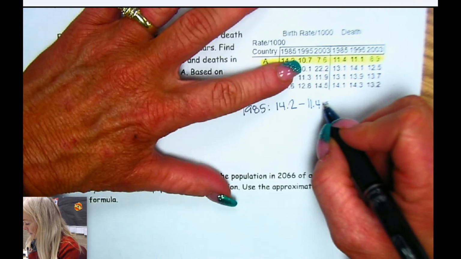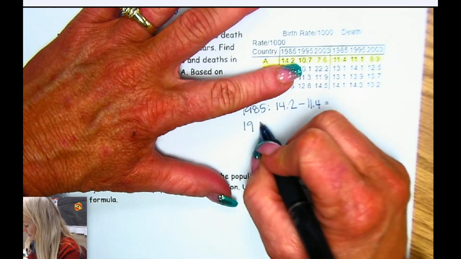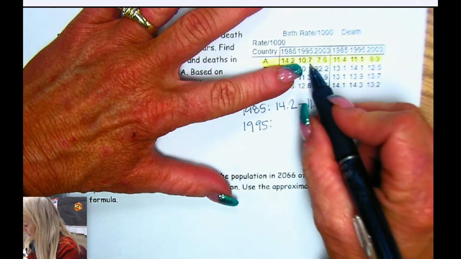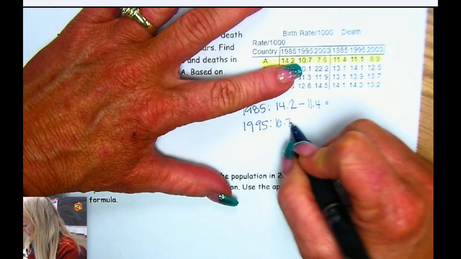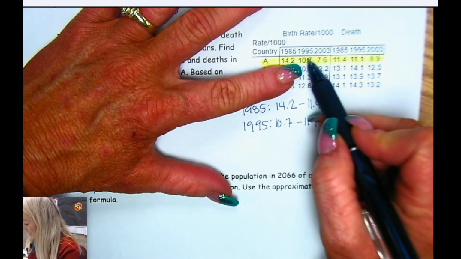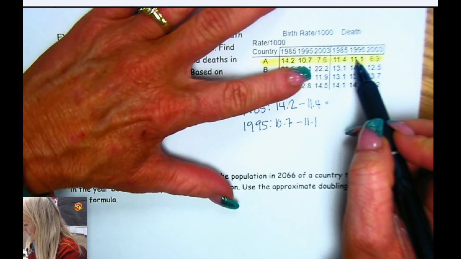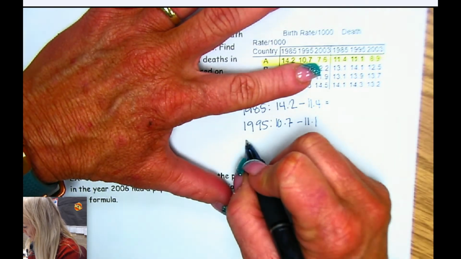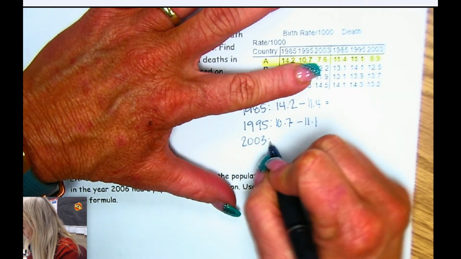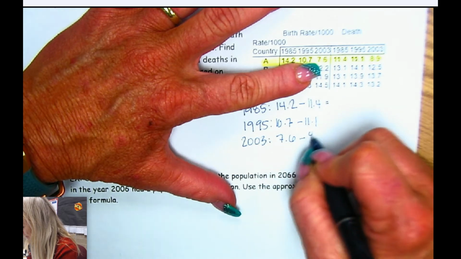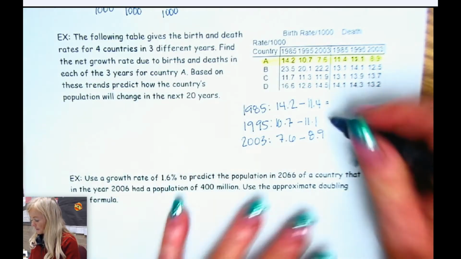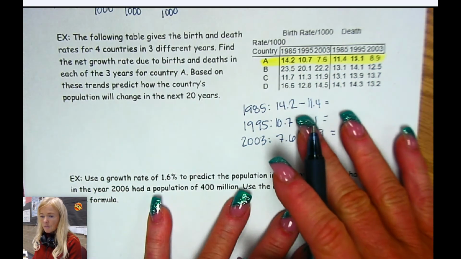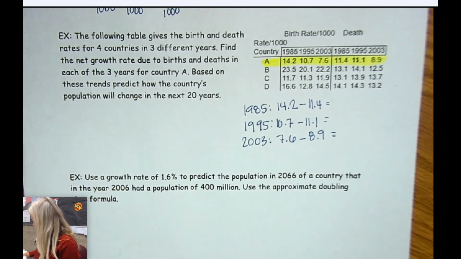And I'm just going to write these all out while I'm doing the problems. 10.7 minus 11.1, because that's 1995's birth rate minus 1995's death rate for this country A. And then 2003, we have 7.6, and we're going to subtract 8.9. All right? And that will give the birth and death rates for the 3 different years.